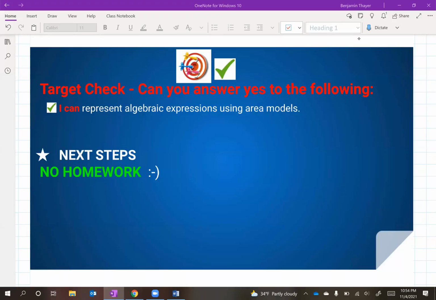Okay, can you represent algebraic expressions using area models? Maybe yes, hopefully yes. You only get more confident the more you practice this.